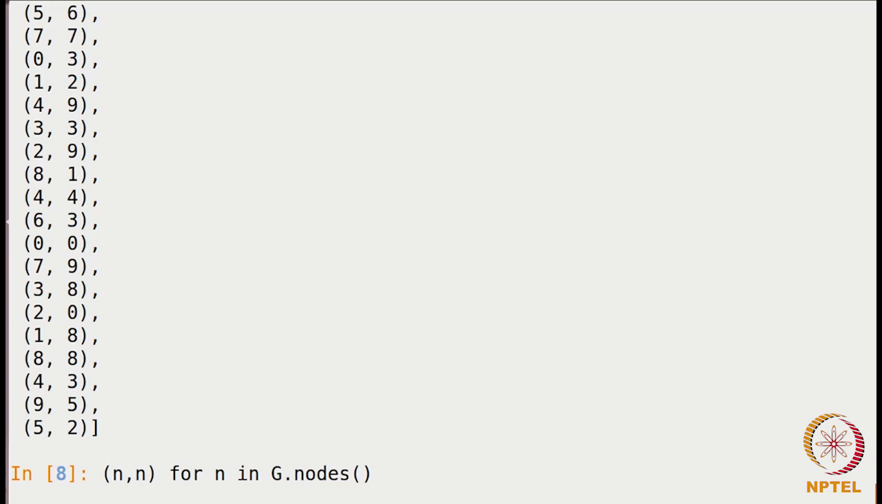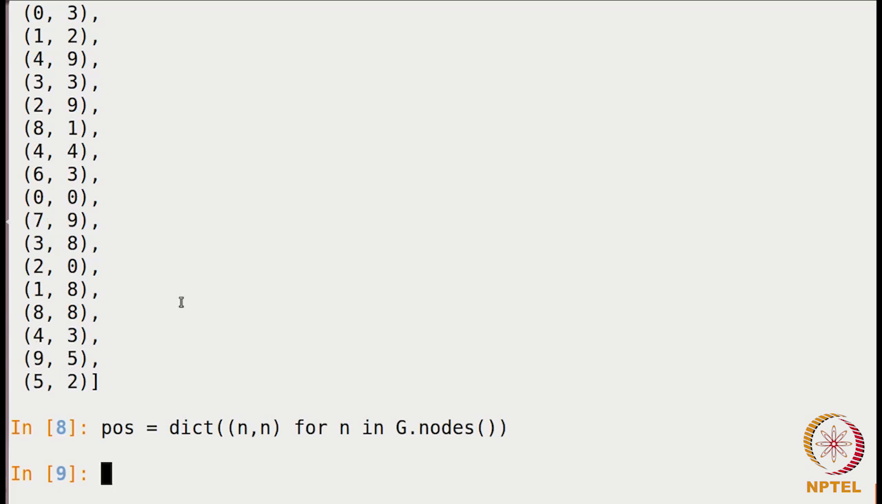Okay, so what I'll write is, I'll convert this into a dictionary, and I will assign that dictionary to a variable, say pos. Let me explain what I have done. So these are g.nodes. As you can see, please note the pattern of the nodes that we are getting here. So this 8,8, for example, will be 8,8. So what I'm doing here, for n in g.nodes, that is for all these tuples, I'm writing n comma n. So I'm creating a tuple where there are two n's, n comma n. So it will be like 8,8,8,8.